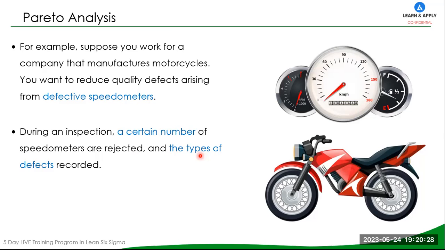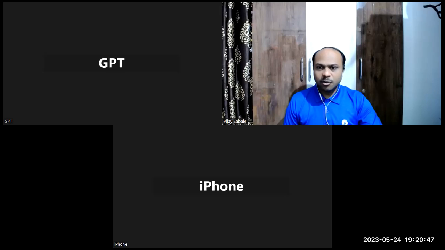So once we take that data, we can use the Pareto chart to identify how many defects are coming into the 80%, or what are the defects on which we need to focus so that we can get the most impactful, most effective results. So let me stop sharing and share the Microsoft Excel. Let's see how we can perform this in Microsoft Excel.